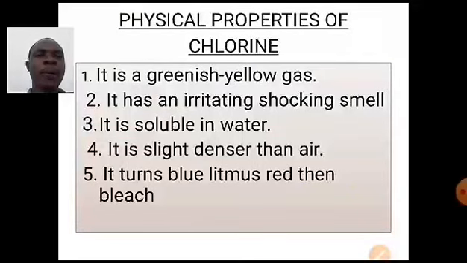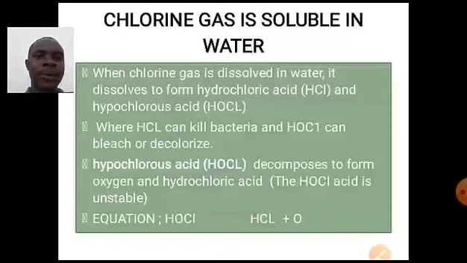Let's see the physical properties of chlorine gas. It is greenish yellow. It has an irritating, choking smell. It is soluble in water. It is denser than air. It turns blue litmus paper red and then bleaches it. Chlorine gas is soluble in water.